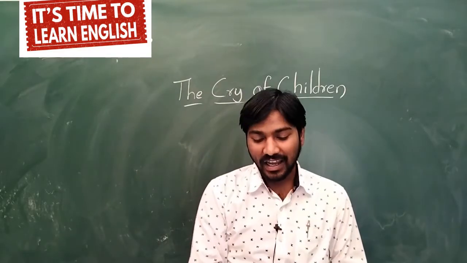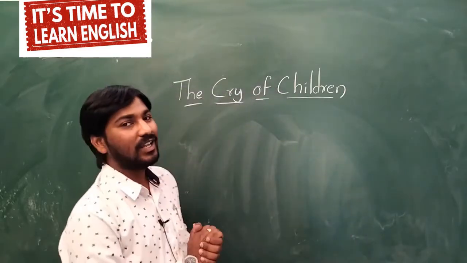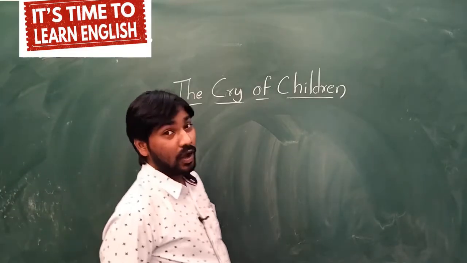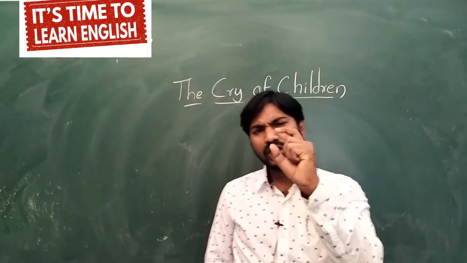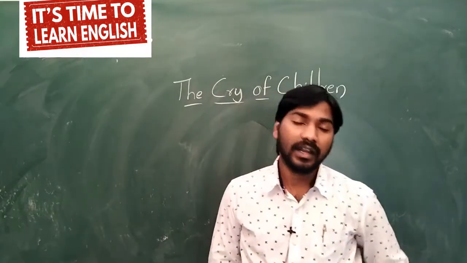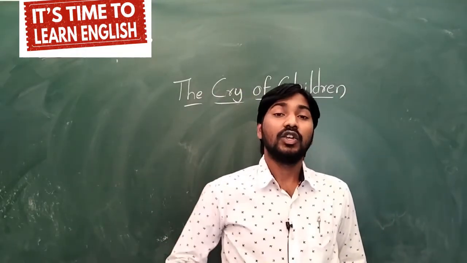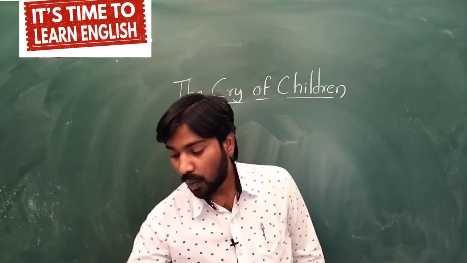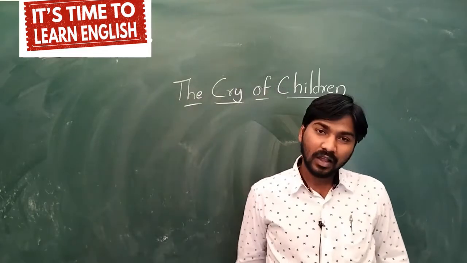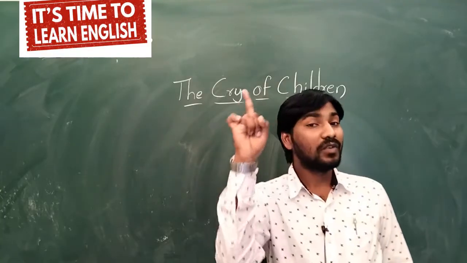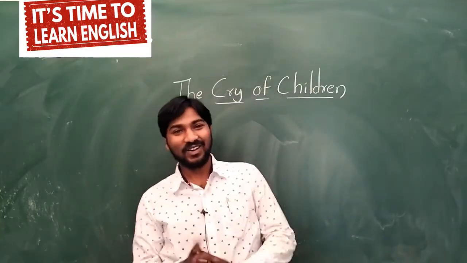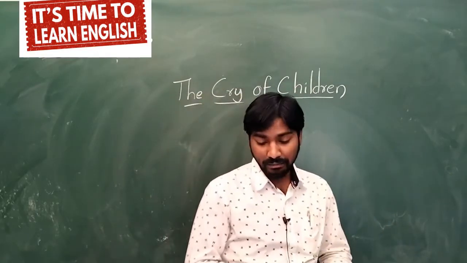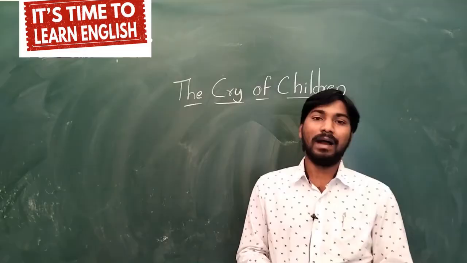So today we are getting into the reading of your second unit, that is The Cry of Children. It is very short and very important that as a student you have to learn this, because as a student, what we should do, what we should not do, what to do, what not to do, you are going to learn in this beautiful poem, which was written by Elizabeth Barrett Browning.